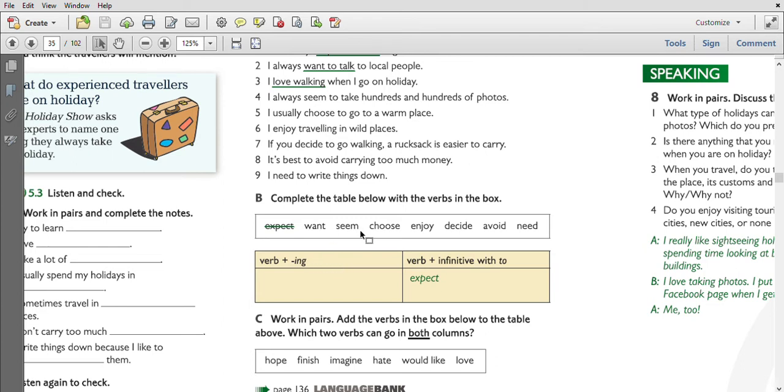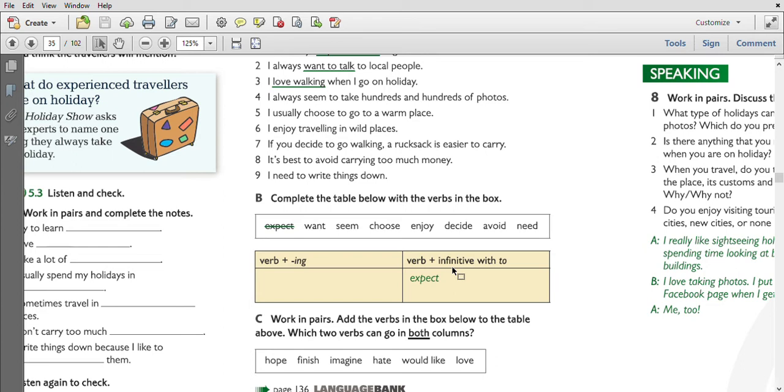So to the first one, we will take, let's see, enjoy, it will be in the first part, avoid, it will be here. The next one, want, we will add to the second column, seem to the second column, choose to the second column, decide to the second column, and need, which we will add to the verb plus infinitive with to.